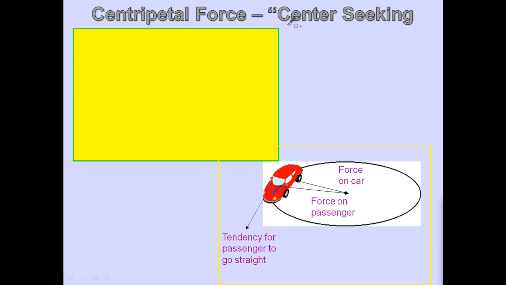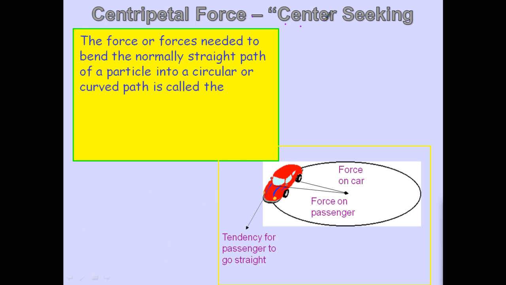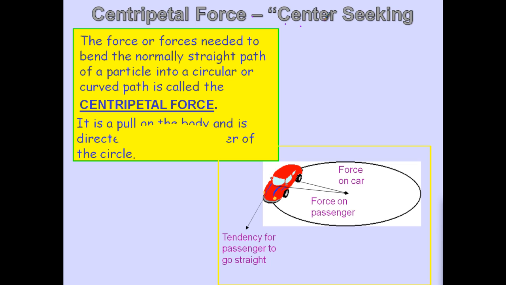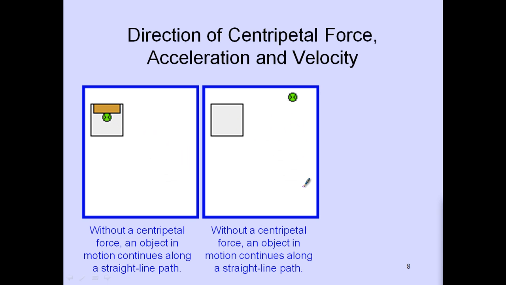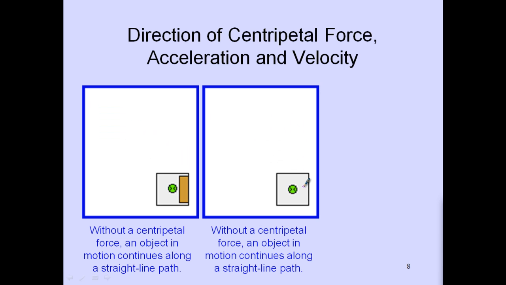As I said, centripetal literally means center seeking. So the force or forces needed to bend the normally straight path of a particle into a circular or curved path is called the centripetal force. It is a pull on the body and is directed towards the center of the circle. So we can feel it pulling us towards the center of the circle. It's how we go in a circle. Without a centripetal force, an object in motion continues along a straight path.